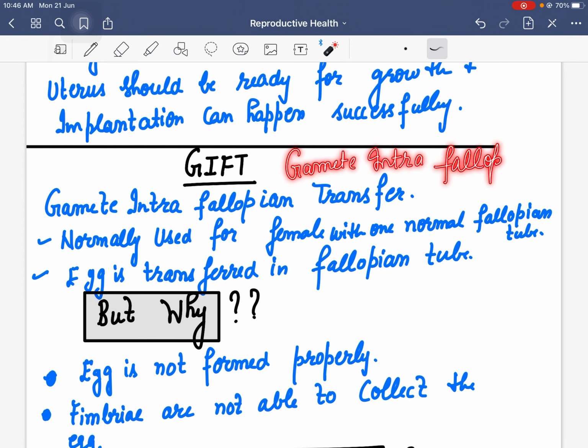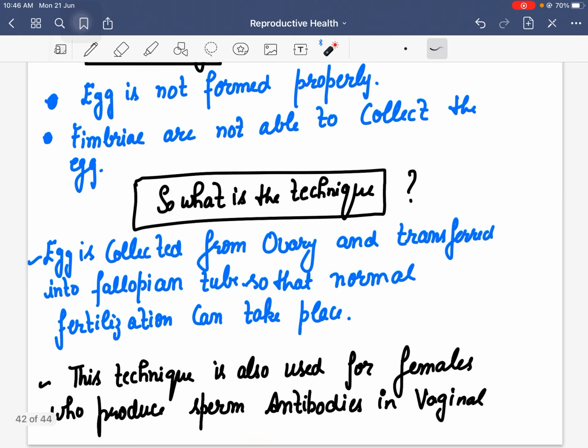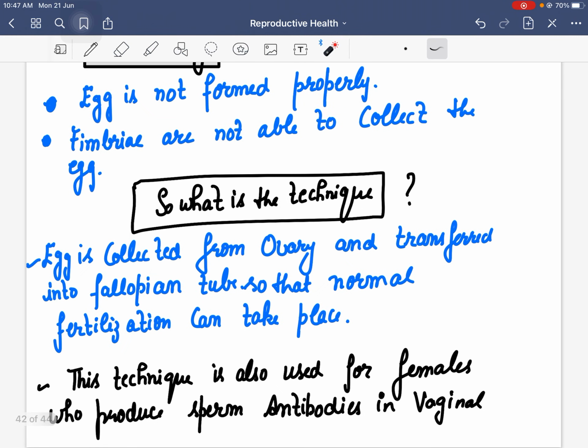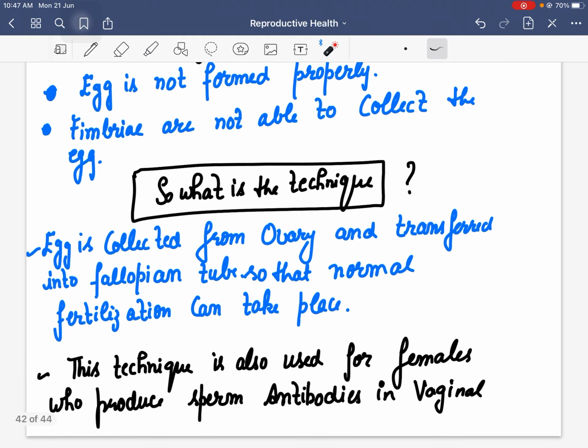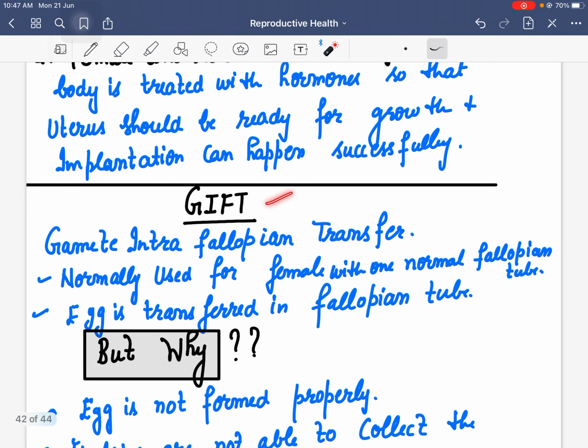So if the doctor checks the fallopian tube, and the fallopian tube is perfectly healthy in the female, even if one is correct, then the doctor usually prefers this technique: collect the egg and transfer it into the fallopian tube, so that other processes like fertilization and implantation take place naturally in the body. This is the most important point: sometimes this technique is also used for those females who produce antibodies for the sperms in the vaginal secretion. In that case also we use this technique, which is known as GIFT.